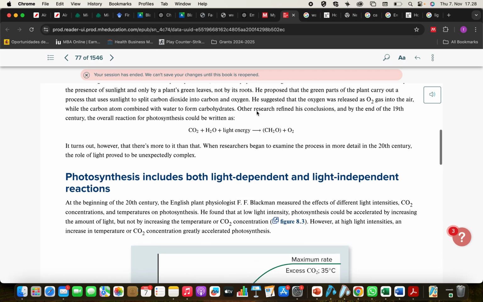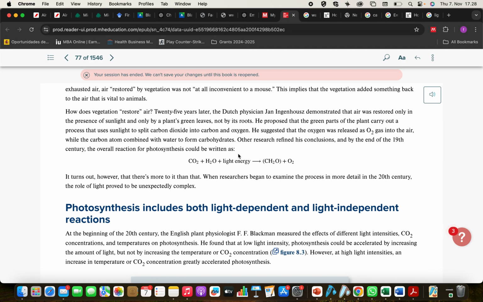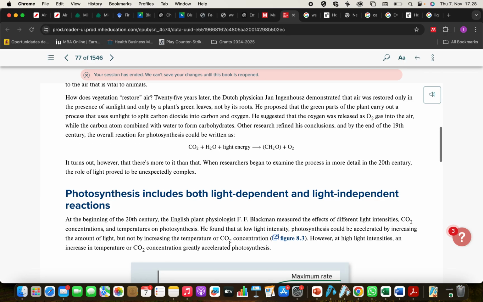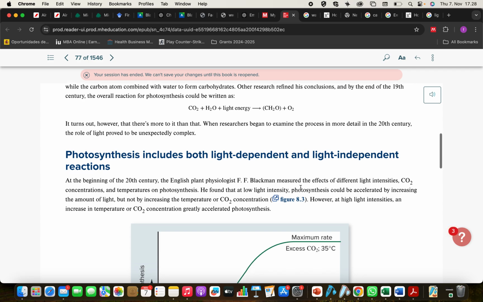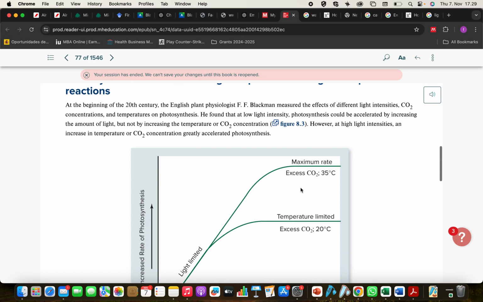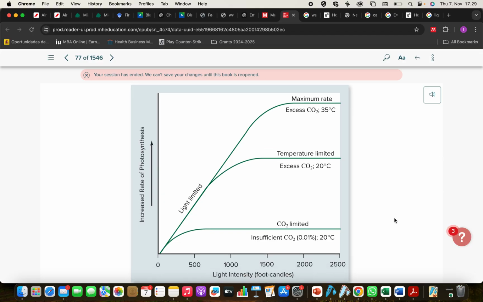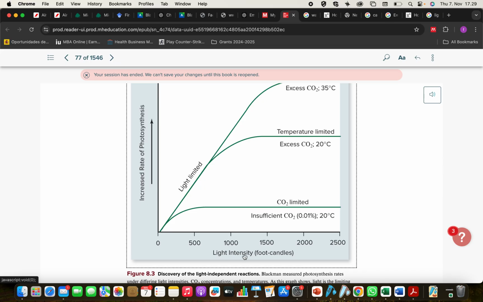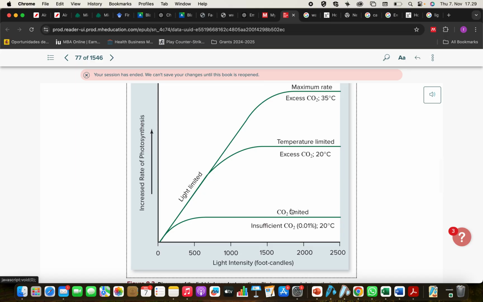By that time, we used to think that photosynthesis was just one reaction. It was only later on, at the beginning of the 20th century, that this man found out that there are two reactions in photosynthesis: one that is light dependent and one that is light independent. What he did was measure the rate of photosynthesis. He started to change parameters, for example increasing light intensity, the amount of light reaching the leaves. He would also control the carbon dioxide and the temperature. That's what he was trying to do.